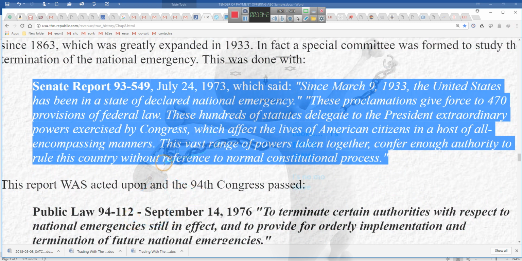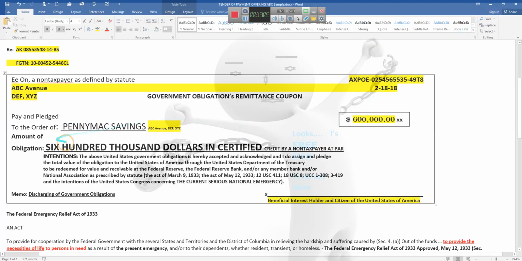Ladies and gentlemen, let me say it again, that according to Congress, since March 9, 1933, the United States has been in a state of declared national emergency. These proclamations gave forth to 470 provisions of law. We're operating under these provisions of law. So these are government obligations. We are going to tender payment. See? Amount of obligation. You see what I did there?